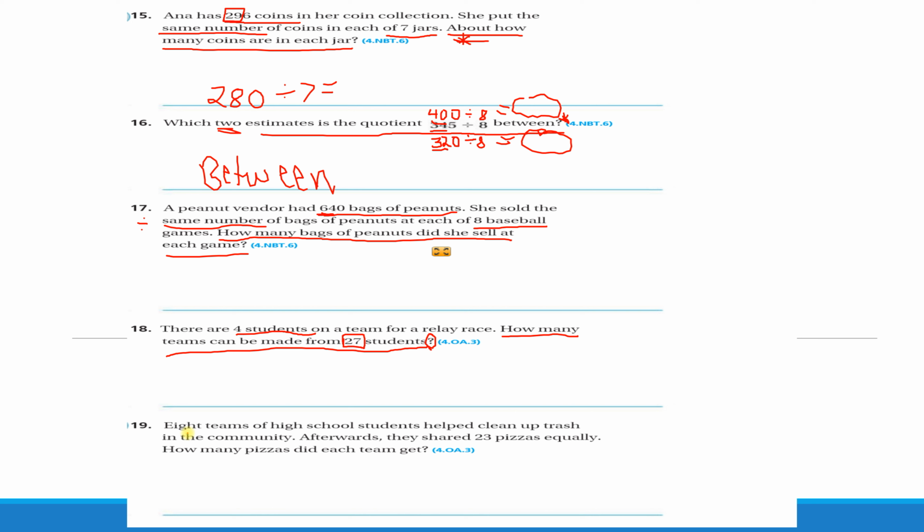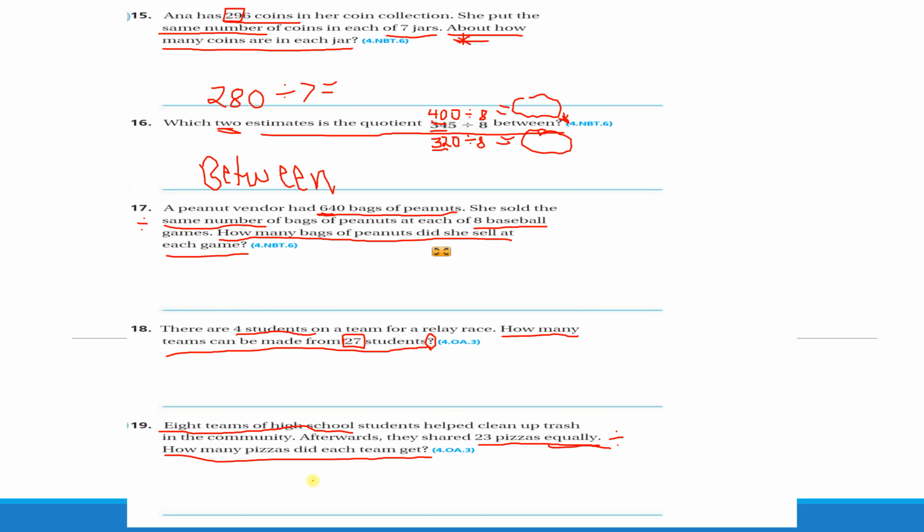Number 19, 8 teams of high school students helped clean up trash in the community. Afterwards, they shared 23 pizzas equally. If they shared them equally, same amount, all those words mean division. And then our question, how many pizzas did each team get? So, again, we're dividing the 23 by 8. And again, we're interpreting the remainder on this one.